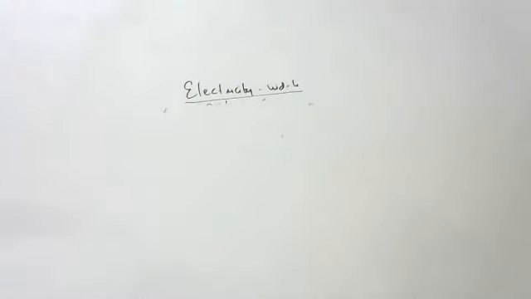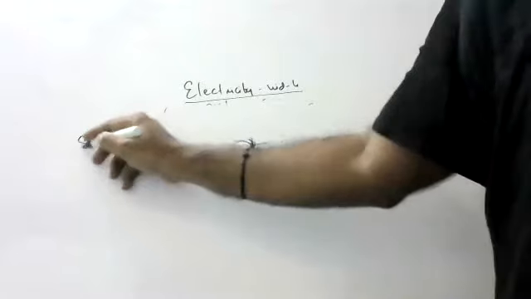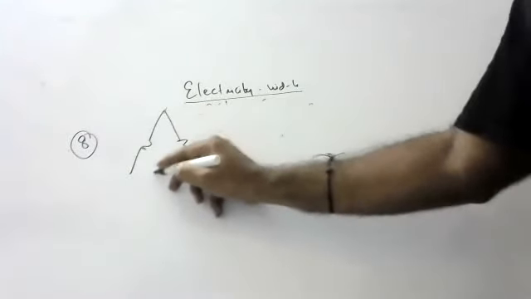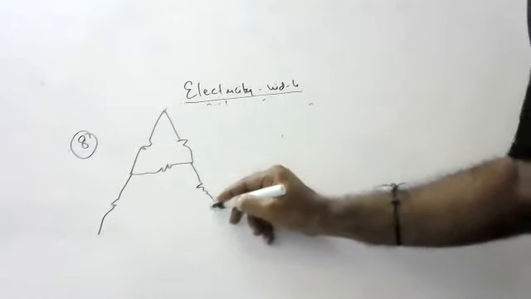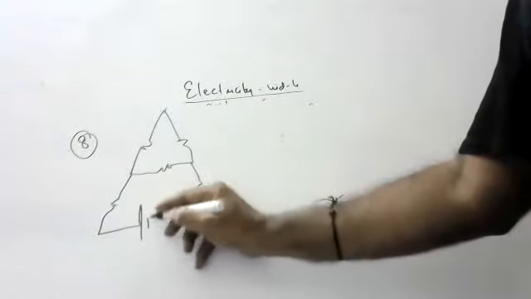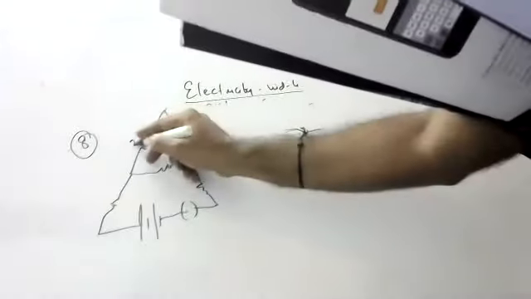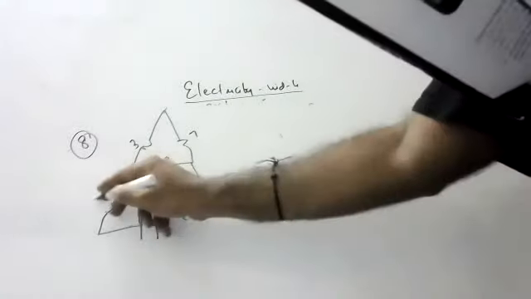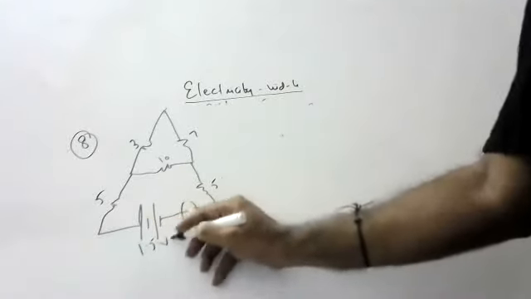Next question, children. Eighth question. Please check eighth question. Somewhat like this, children. This is the question, children. So here 3, 7, 10. 7, 10. And 5, 5. 1.5 volt. This is the question, children.